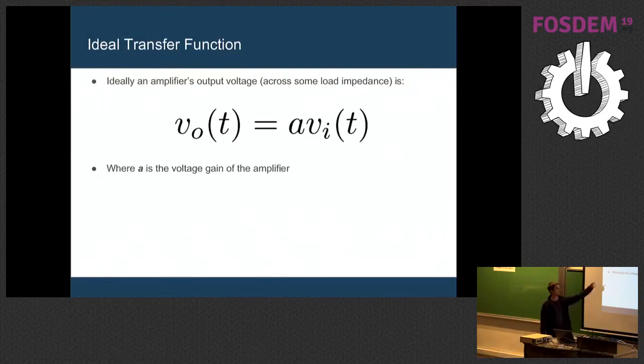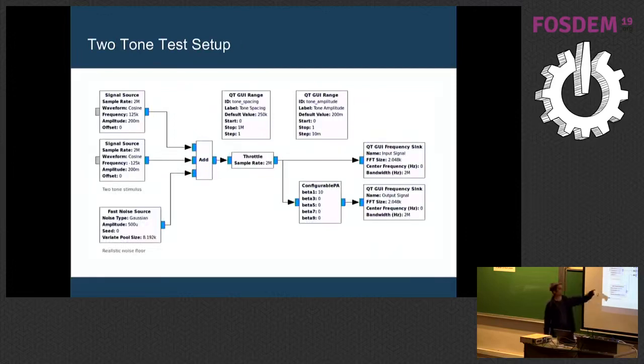And so, yeah, A is the voltage gain of the amplifier. In GNU Radio, I set up this very quick test setup. One of the most common ways that we end up measuring distortion is just by putting 2 tones in and seeing what comes out the other end. The only new block here, if you're familiar with GNU Radio, is the configurable PA block. And I'll walk through that more later.